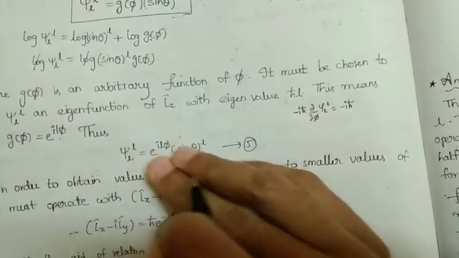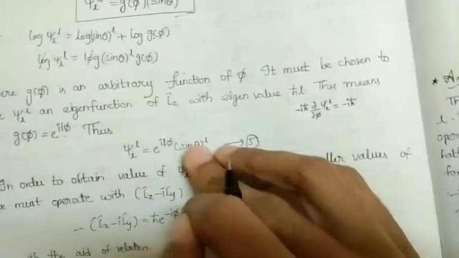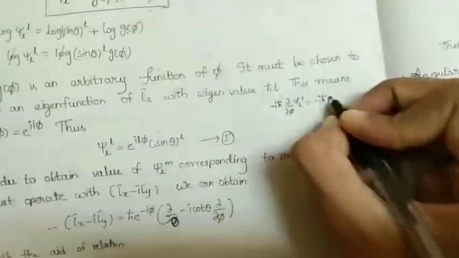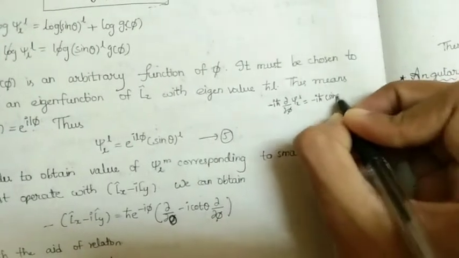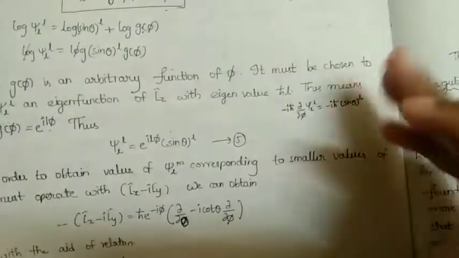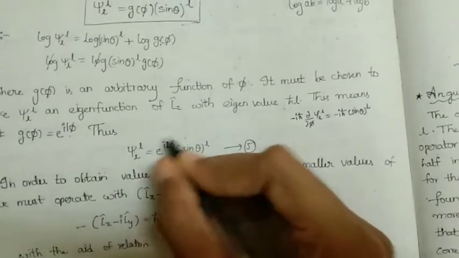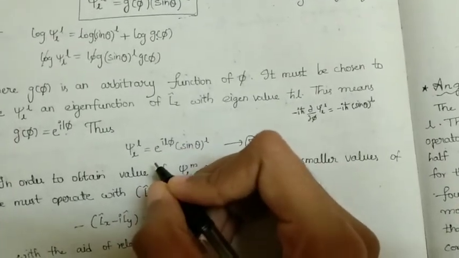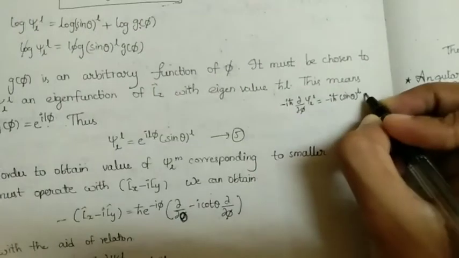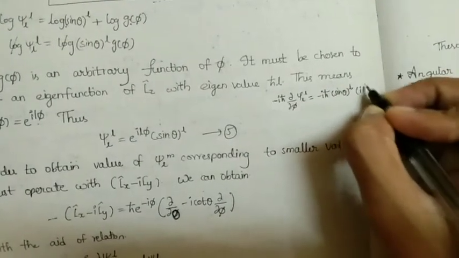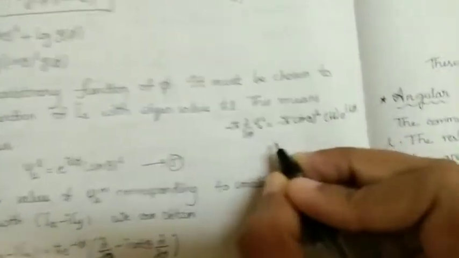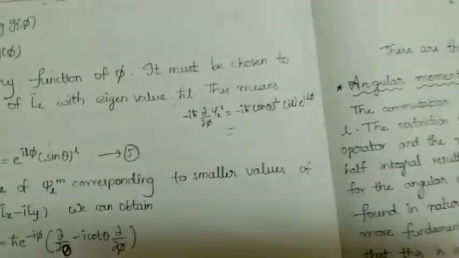So differentiating this term with respect to phi, sin theta power l is not depending on phi, so it remains as a constant in this partial differentiation. And if we differentiate the other one, it is of the form e power ax. Differentiation of e power ax is a e power ax, that is i l e power i l phi.